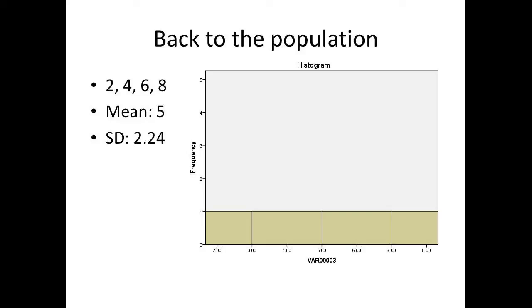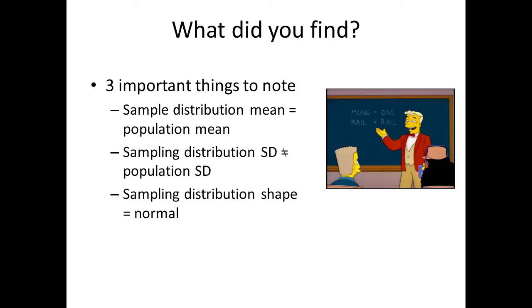So if we go back and compare this to our sampling distribution, what do we see? Well, just like there are 3 main ways to describe any distribution, there are 3 main ways to compare distributions. So first, we see that the sampling distribution mean is the exact same as the population mean. They're both 5. The sampling distribution standard deviation is different than the population standard deviation, though, 1.58 versus 2.24. And the sampling distribution shape is normal, but the population distribution shape is not normal. The population distribution is flat, but our sampling distribution turned out normal anyway.